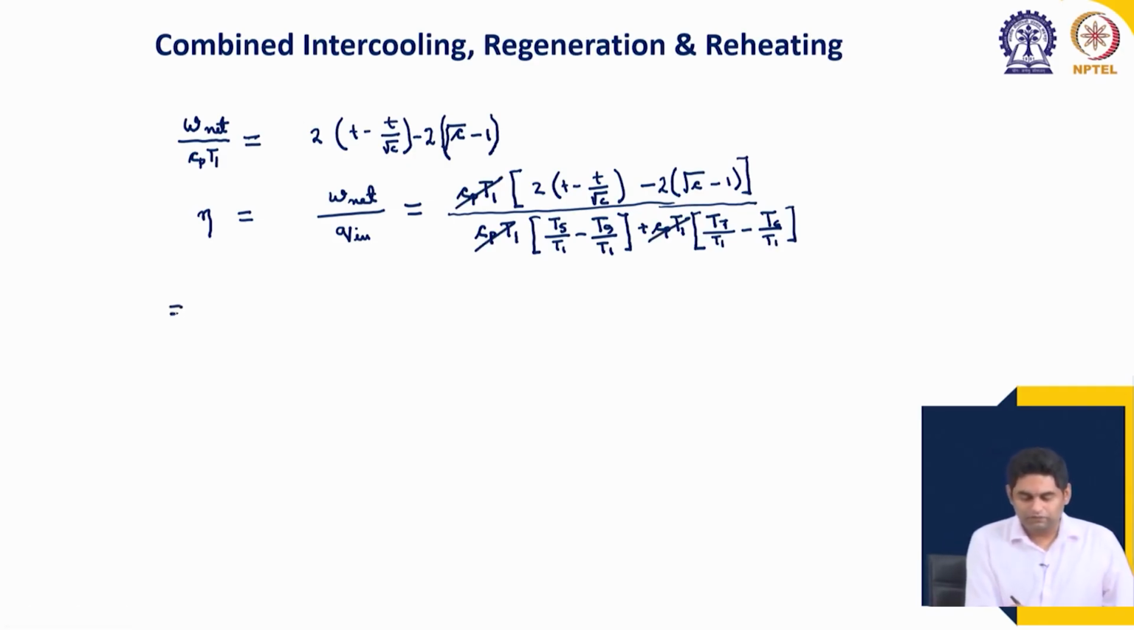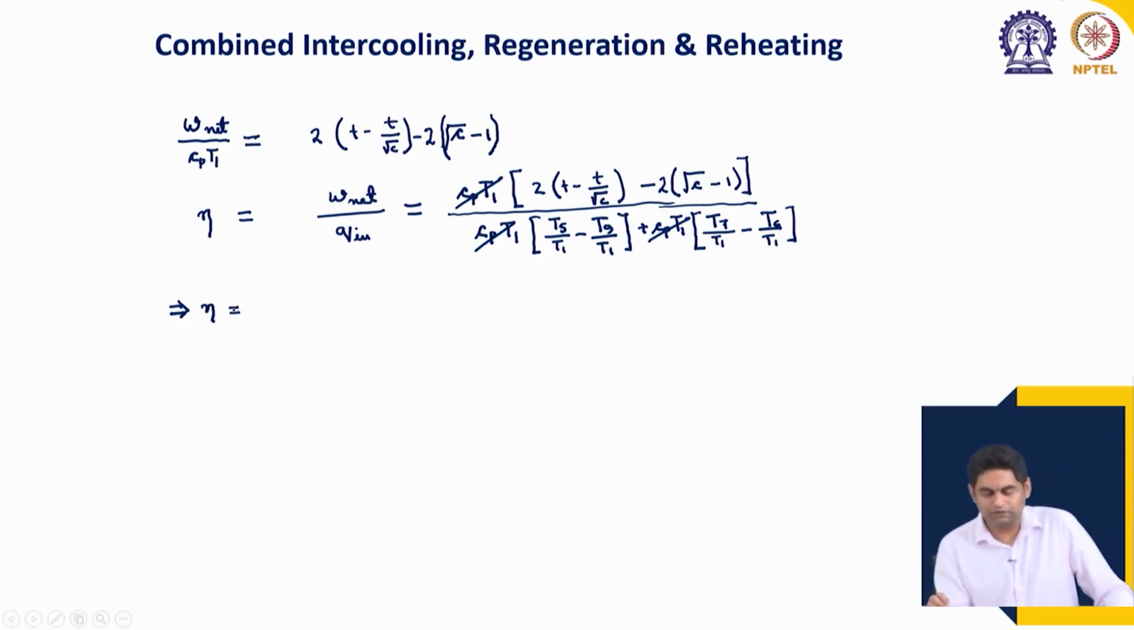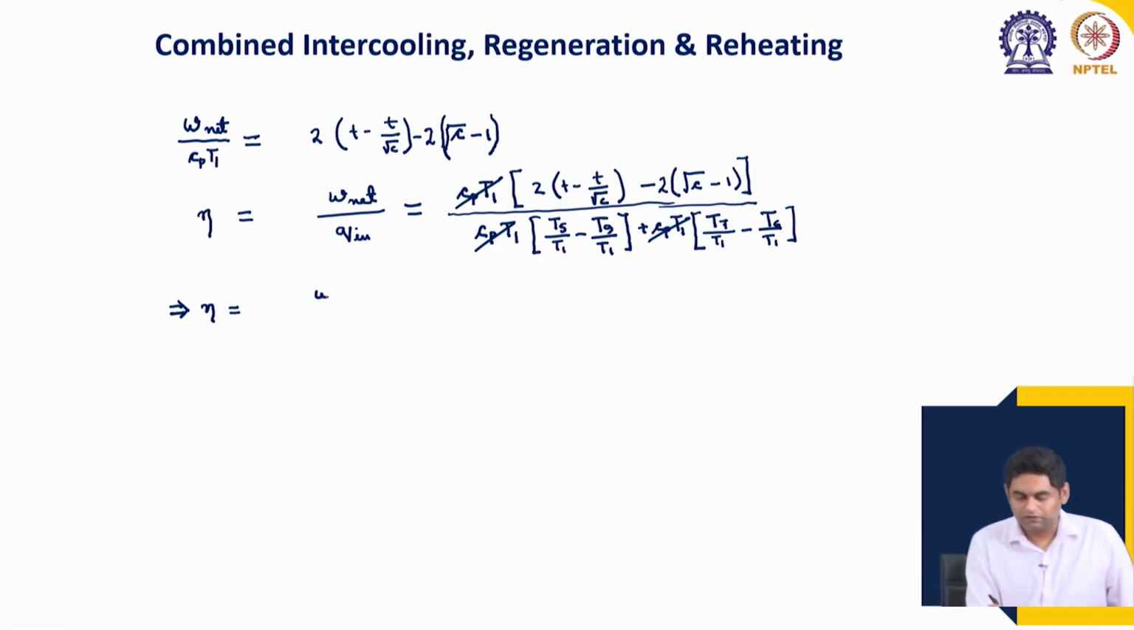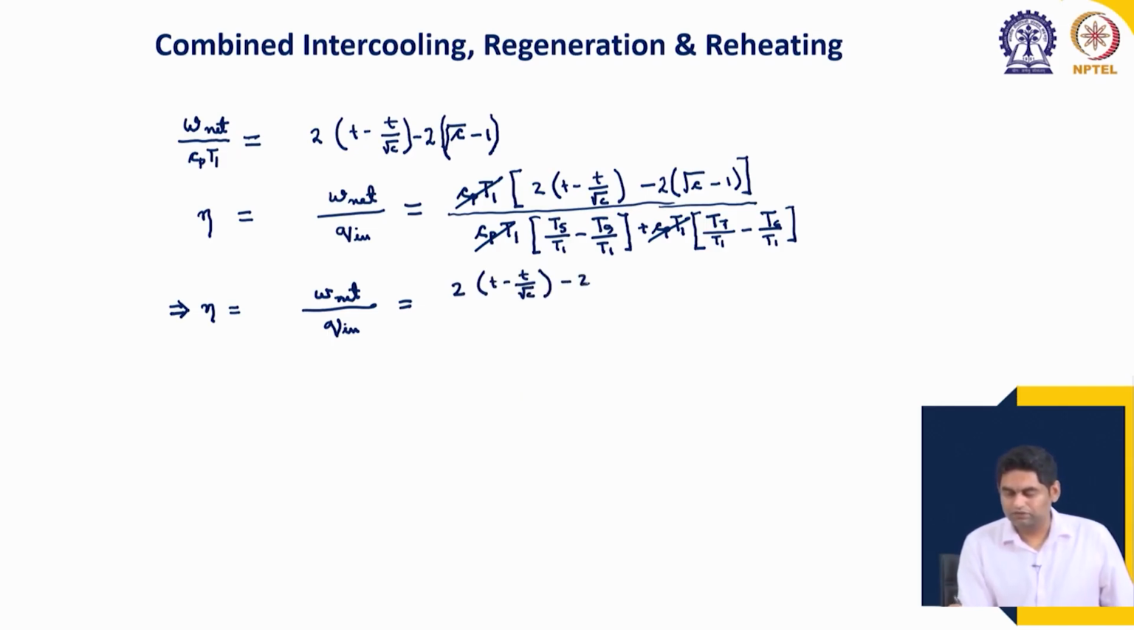which gives us the formula, not formula. I have already been repeating that we should not call this a formula, but the expression that we have derived. So, we have derived this expression: W net by Q in is equal to 2 into T minus T by root C minus 2 root C minus 1.